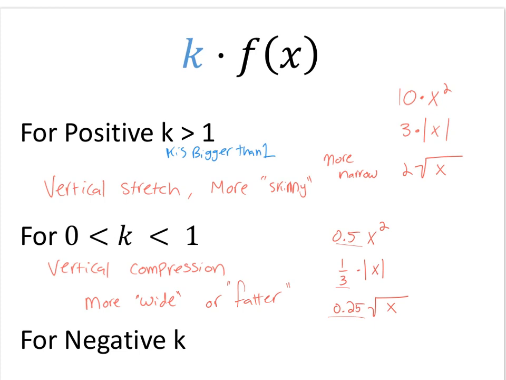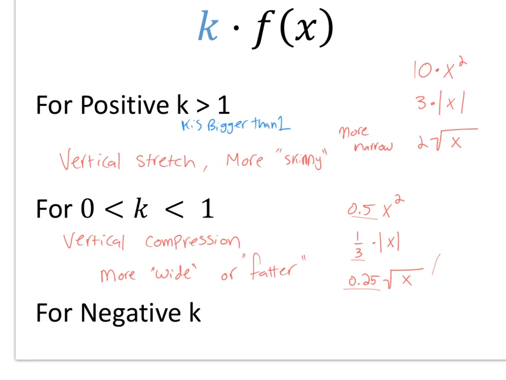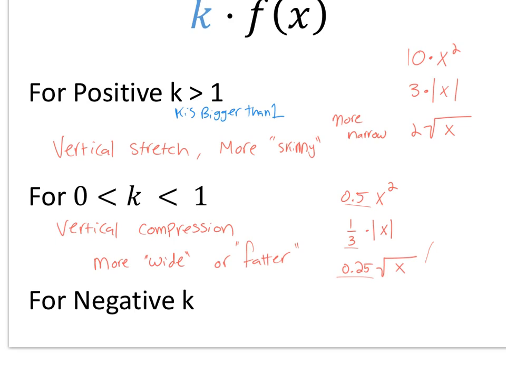And for negative values, for negative values of k, it's a vertical reflection, or it's over the x-axis. And it just means that for any of these other functions, if there's ever a negative in front, these two things still apply, but it would be reflected over the x-axis.